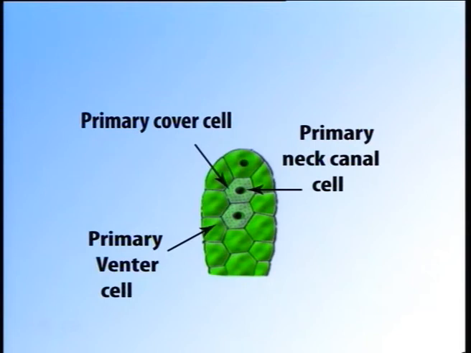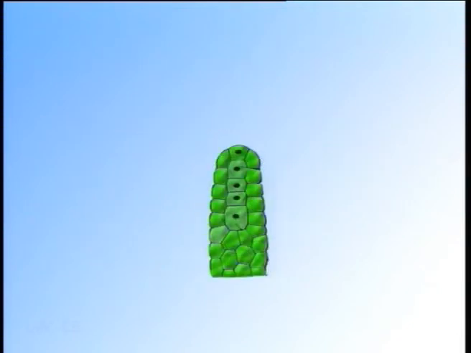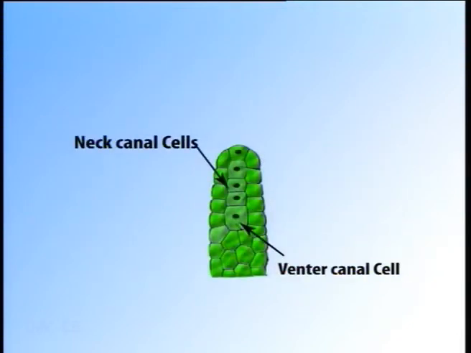The axial cell divides transversely into an outer primary cover cell and an inner central cell. The latter divides again by a transverse wall into an outer primary neck canal cell and an inner primary venter cell. The primary neck canal cell undergoes transverse divisions to form a row of neck canal cells which occupy the lower and the median part of the neck. At this stage, the primary cover cell behaves as an apical cell. It has 4 cutting faces.